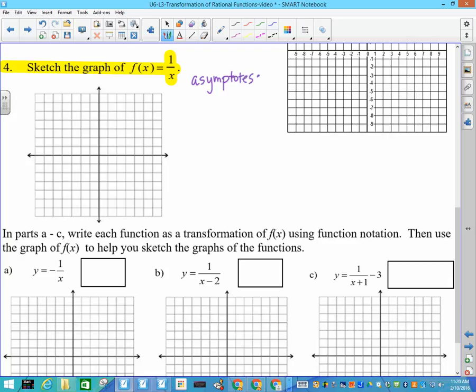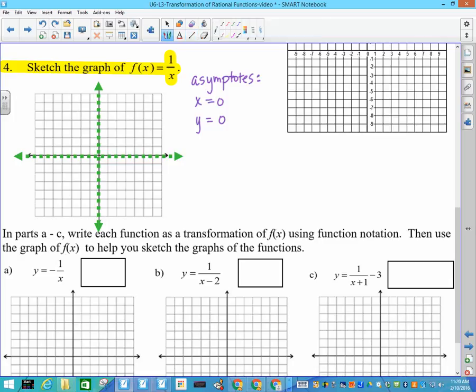Okay, and so we're thinking about what x cannot be. X cannot be 0, so that's a vertical asymptote. And if there's a 1 on top, we also know that y can't be 0, because we've talked about that in previous lessons. So I have an asymptote here and an asymptote here.